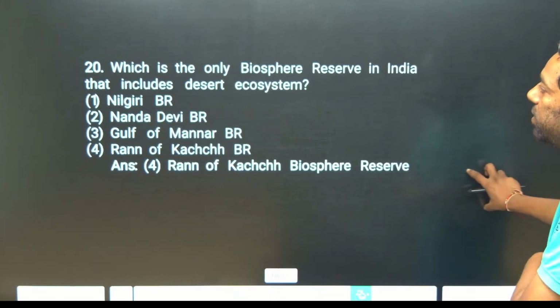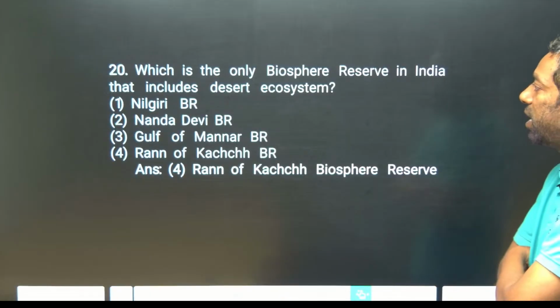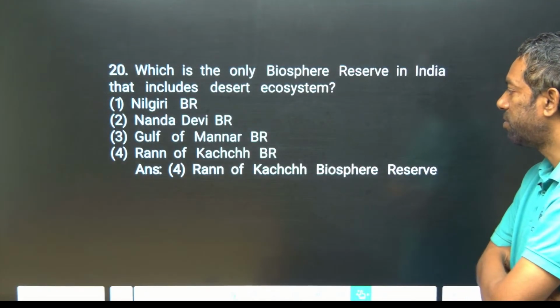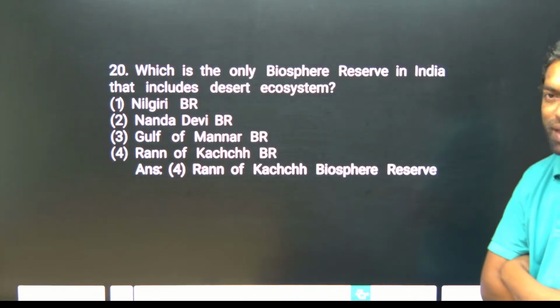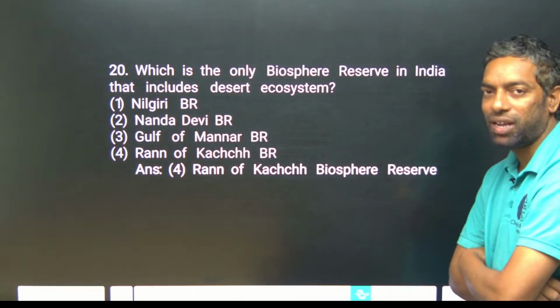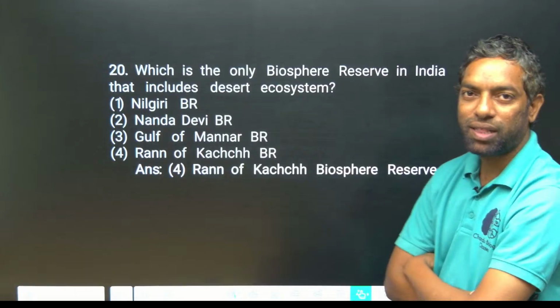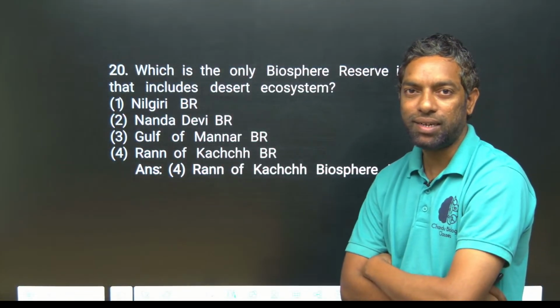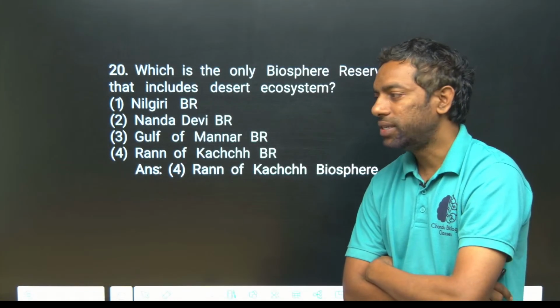Which is the only biosphere reserve in India that includes a desert ecosystem? Rann of Kutch Biosphere. Rann of Kutch Biosphere is in Gujarat, the arid region of Gujarat and Rajasthan, that is the desert area, guys.